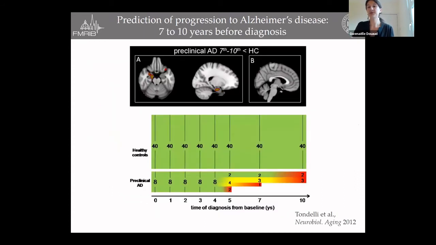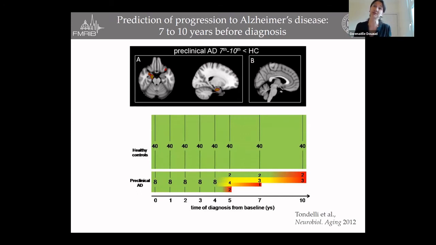That is something that is done in MCI participants. And obviously, these are the participants you will be able to get to see realistically: they start having memory complaints, they will go to their GP, they will be sent to a memory clinic, they will be sent for a scan, different types of scan as we've seen.